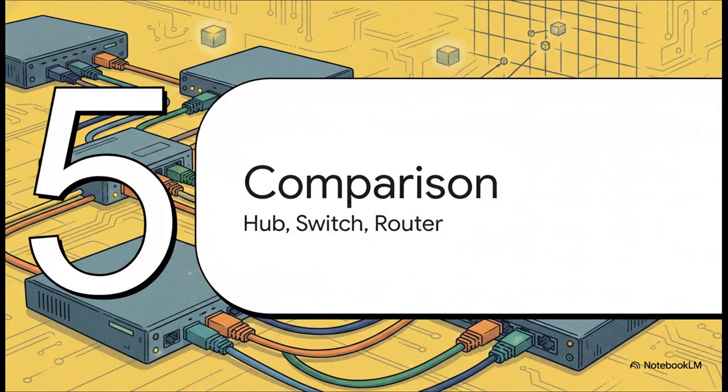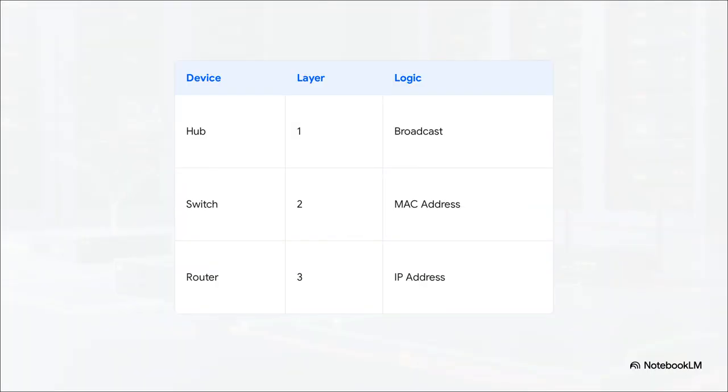All right, Section 5, comparison. Hub, switch, router. And this brilliantly illustrates everything we've talked about. Let's put it all together into an ultimate cheat sheet for your day-to-day network engineering. Notice how beautifully the operational basis scales here. From the hub's blind broadcasting, up to the switch's targeted MAC addresses, right up to the router's global IP addressing.